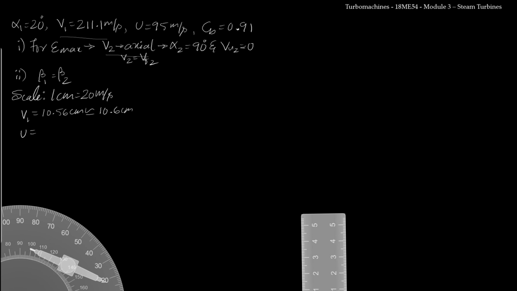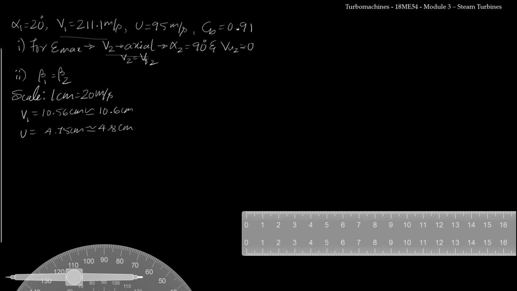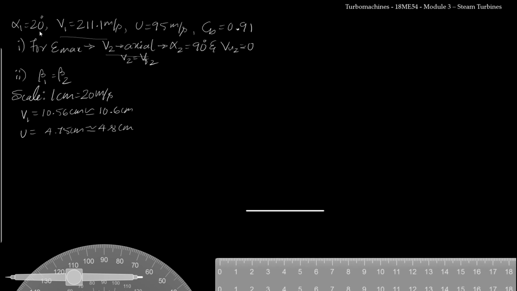Then the length of U will be equal to 4.75 centimeter, which can be approximated to 4.8 centimeter. So now I know these two lengths. Now let us construct the lines. So U is a horizontal line of length 4.8. So from here I will draw a line for 4.8 centimeters. Now I know alpha 1. Alpha 1 is 20 degree.